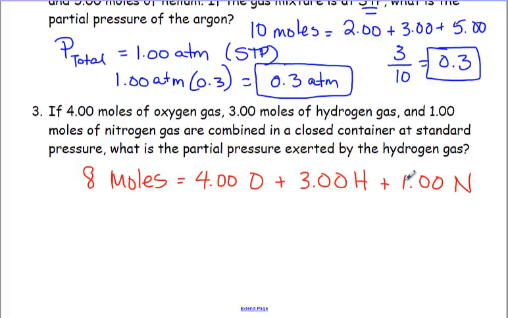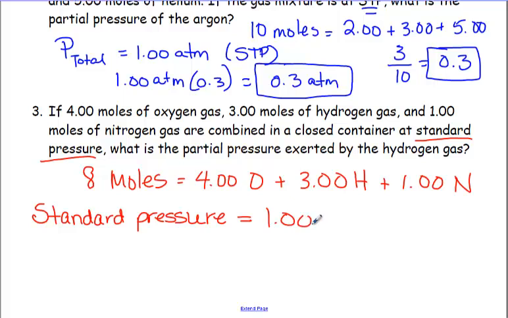So we're basically figuring out the part divided by the whole here to give us a fraction or a percentage of the entire pressure. Again, it tells us that we are at standard pressure. So standard pressure is equal to 1 atmosphere. So we need to apply our ratios here. So we're talking about just the hydrogen gas.